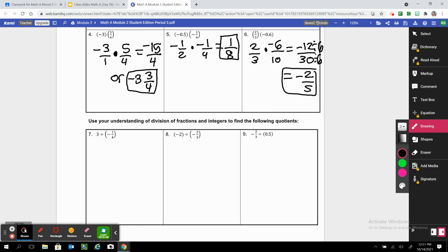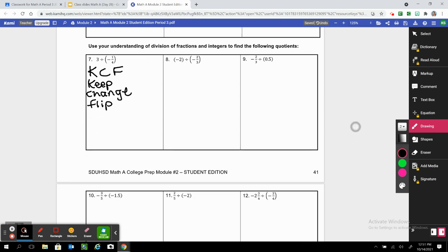All right, use your understanding of division of fractions and integers to find the following quotients. When we divide fractions, we're going to be multiplying by the reciprocal. So instead of dividing, we multiply. So we're going to write this as keep, change, flip. I call it KCF or KFC, whatever you like to call it, but it's keep, change, flip. You probably have learned this in elementary school, keep, change, flip.